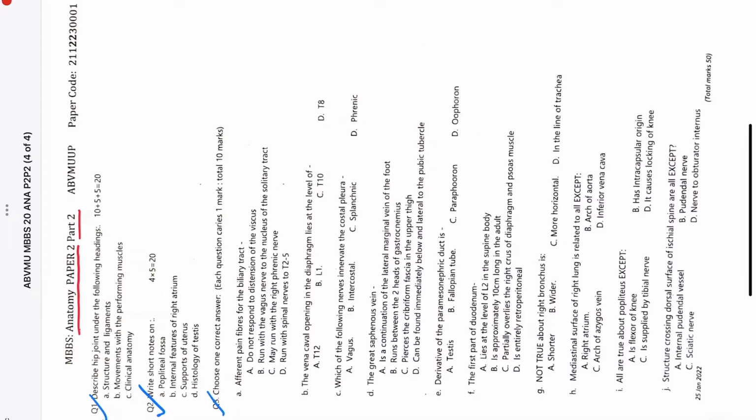The T12 spinal segment gives the least splanchnic, also called the renal nerve, which reaches down to supply the renal plexus, while the greater and lesser splanchnic nerves descend down to participate in the celiac plexus, right? And from celiac it goes to the hepatic plexus, then to cystic plexus, and that's how it innervates the gallbladder.